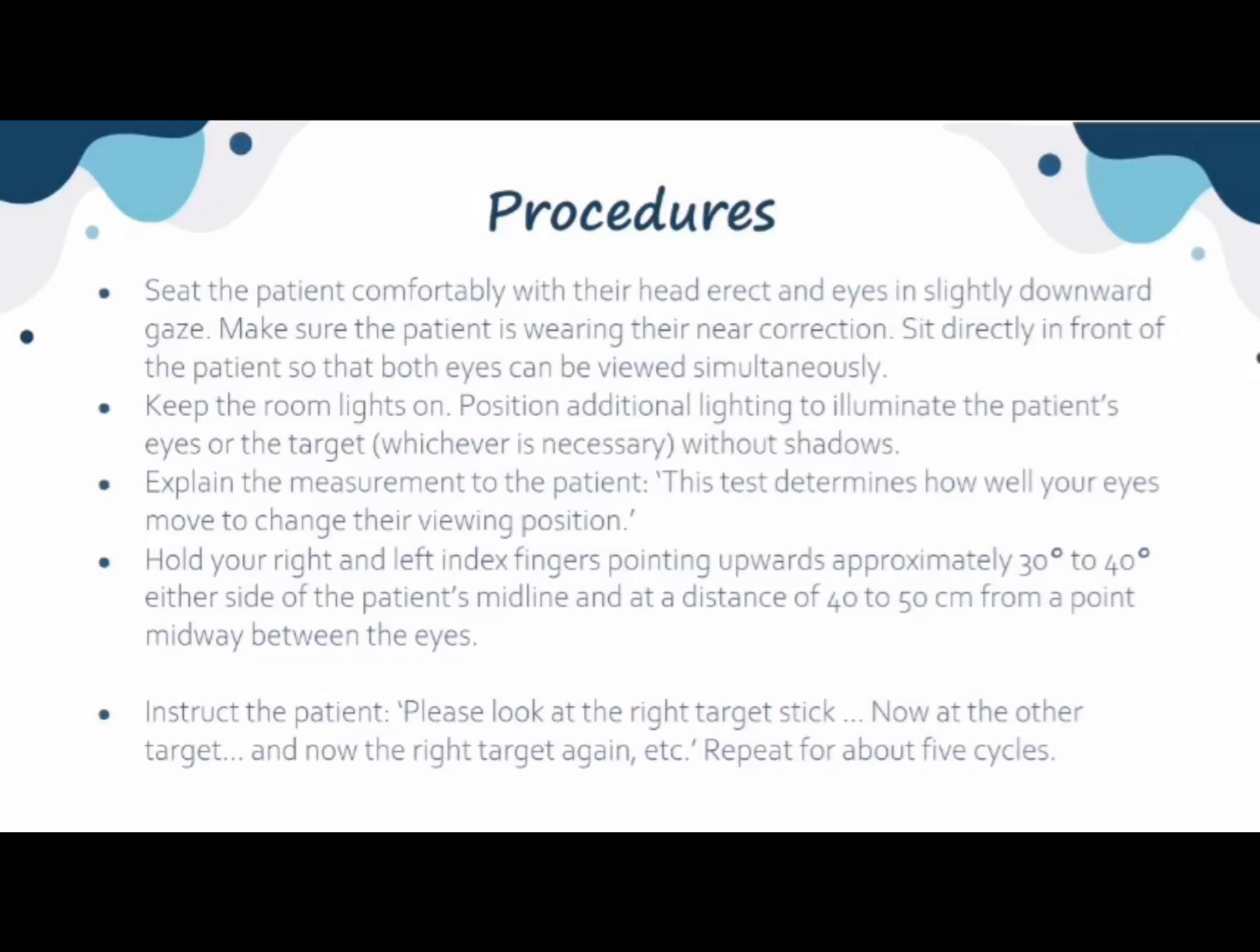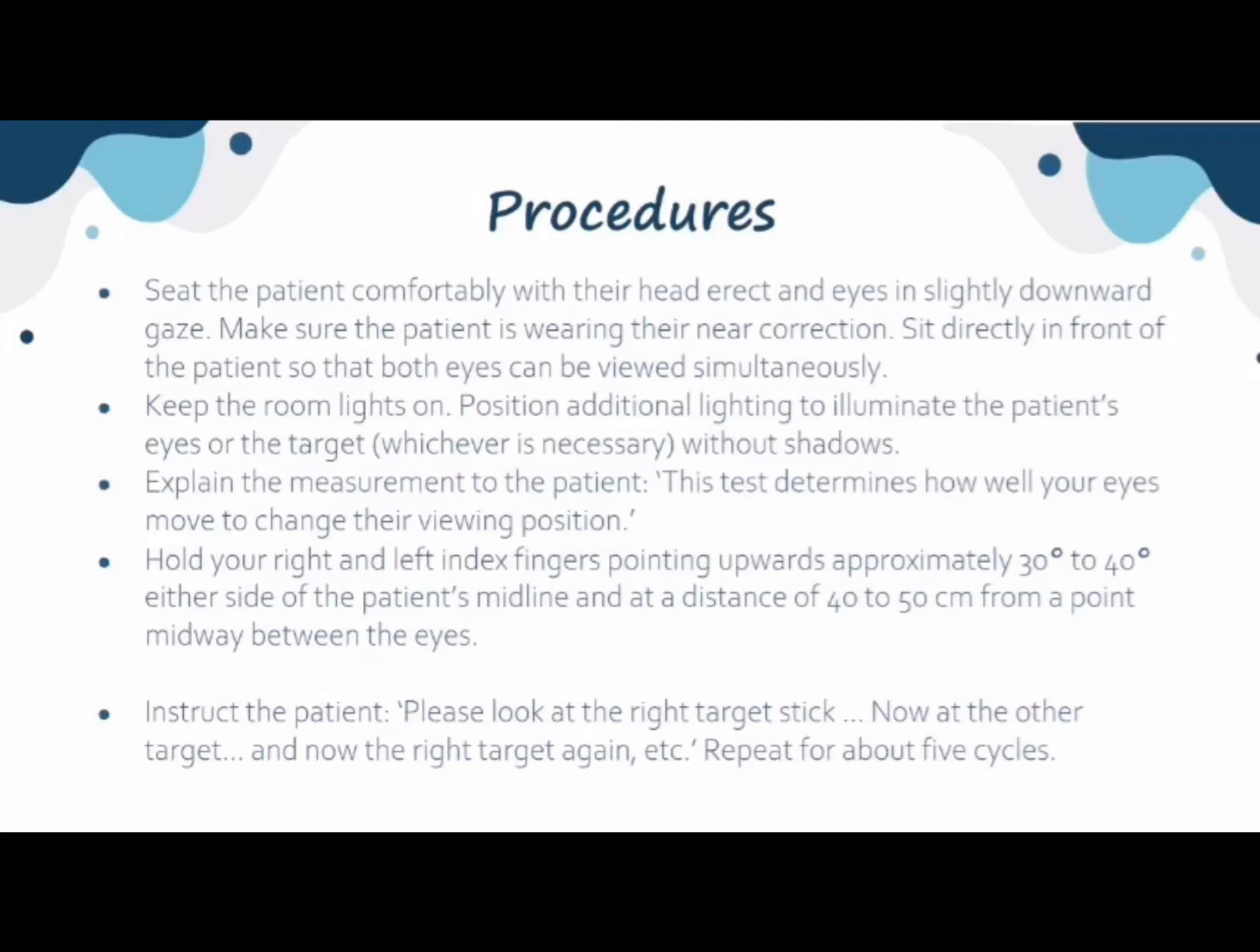Second, keep the room lights on. Position additional lighting to illuminate the patient's eyes or the target, whichever is necessary, without shadows. Third, explain the measurement to the patient. This test determines how well your eyes move to change their viewing position.